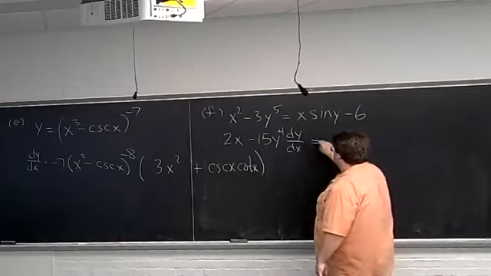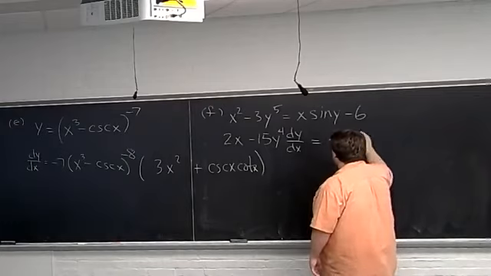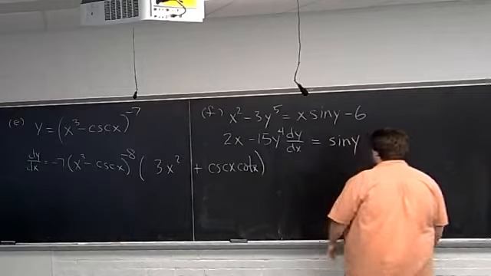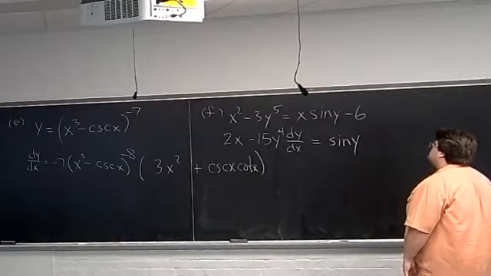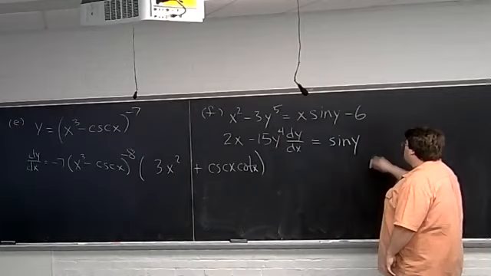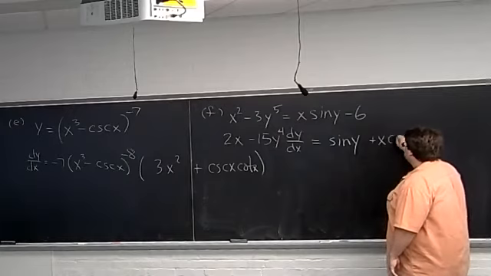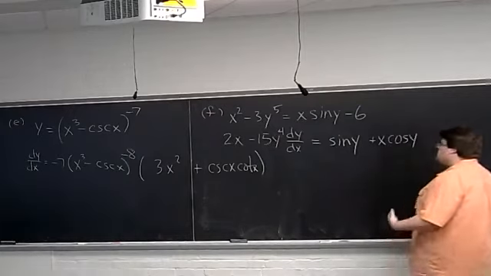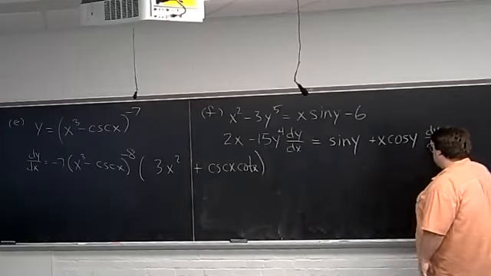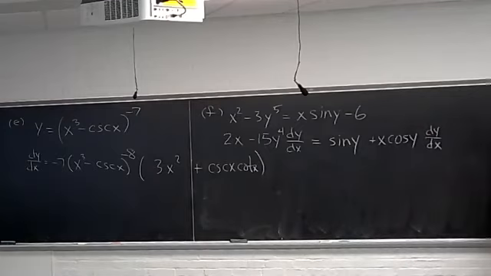Equals on the right side, well, we have x times sine y, that's a product, so we'll need the product rule. Derivative of x is 1. Derivative of sine y is cosine y. But then we have a y there. We need a dy/dx. Any questions about getting to that line?